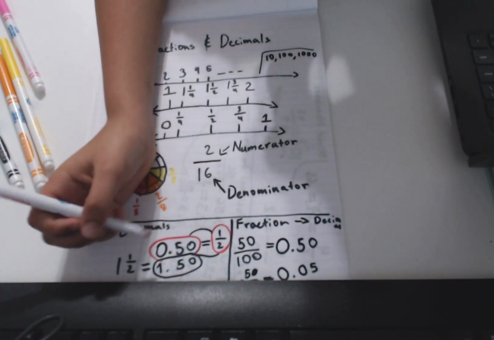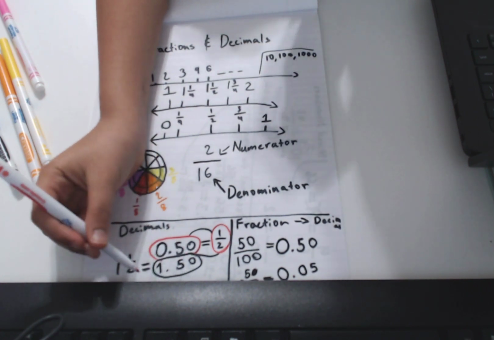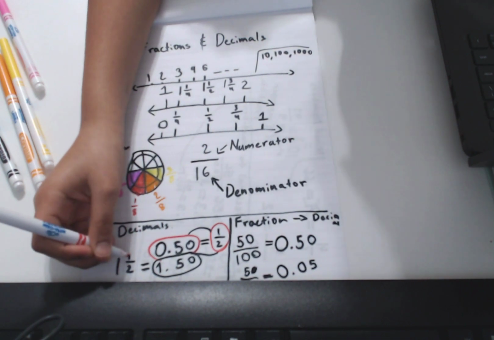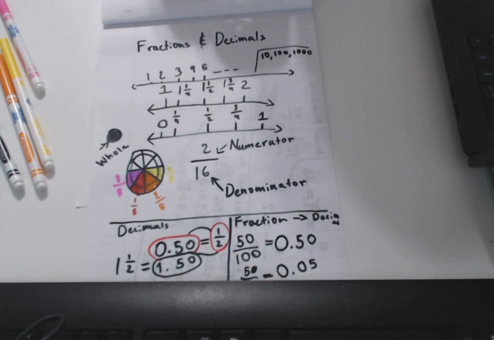Now, if we have 1.50, that's equal to 1 1/2. That's a mixed number. Again, I keep including them, fractions and decimals, because they're very important.